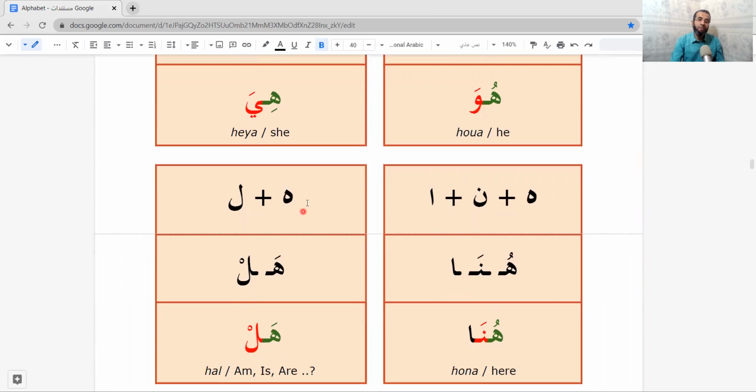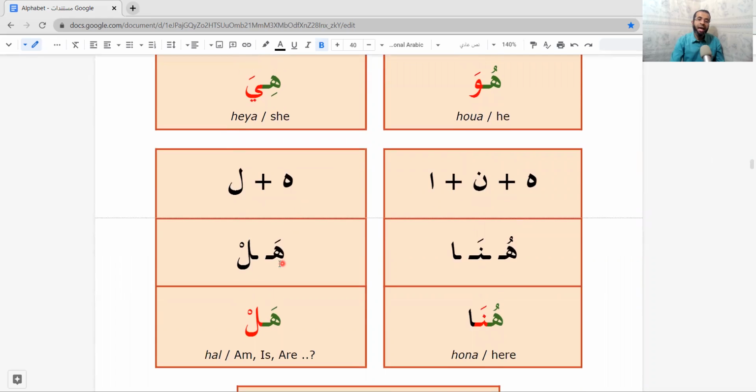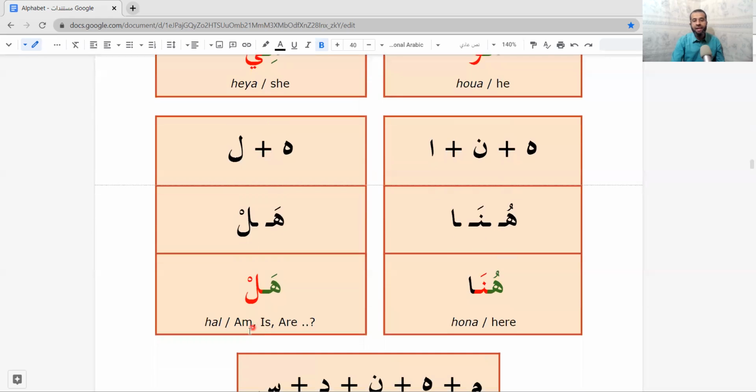What about this? Ha, la. Hal. It means am, is, are, verb to be, verb to have, verb to do in the beginning of a yes or no question. It doesn't have an equivalent in English, this word. There is no word in English which means hal. But it's like, for example, when you say, are you a student? So here in Arabic we say hal.